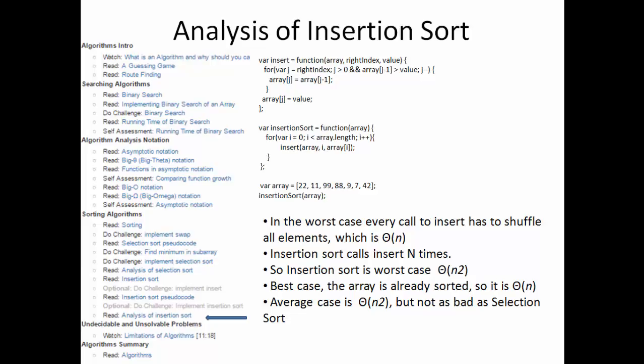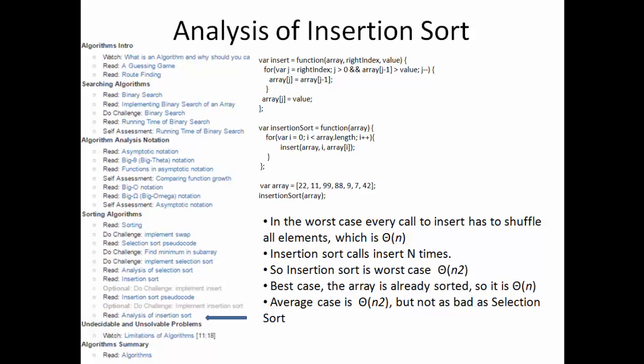So in general, insertion sort is considered a better algorithm than selection sort, because insertion sort has a better best case and a better average case, even though in both the case of insertion sort and selection sort, they're order n squared in the worst case. So insertion sort is usually considered a better algorithm.